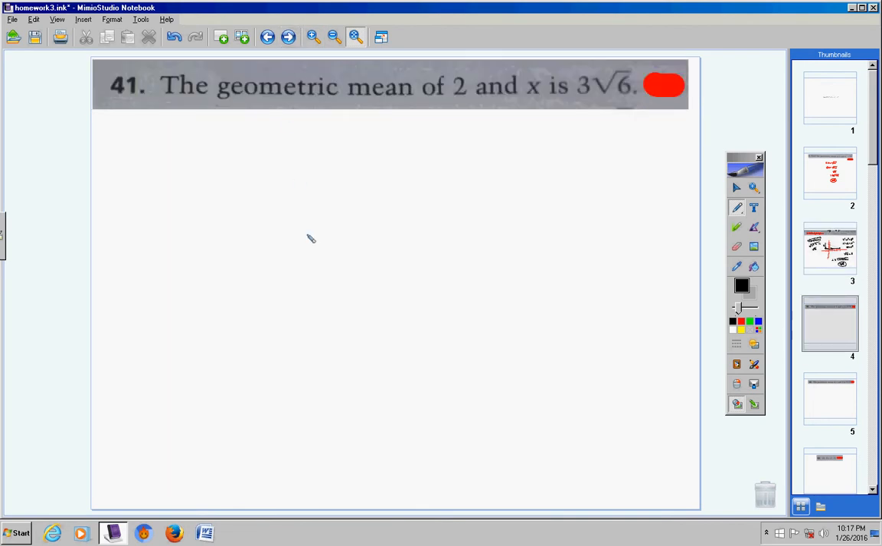Okay, moving on to number 41. Find the geometric mean. I'm sorry, the geometric mean of 2 and x is 3 square root of 6. So we're going to solve for x.